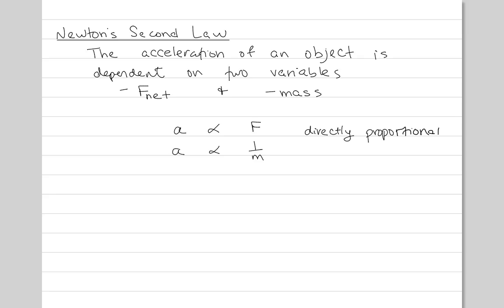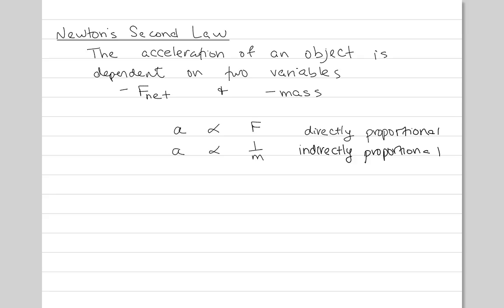Now the second one says that acceleration is inversely proportional to the mass. So now if I were to, let's just think about the mass. If I was to double the mass, I would actually halve the acceleration. And that makes sense with Newton's first law with inertia. You remember that? Inertia is this tendency to resist change. So if you become more massive, your ability to accelerate would be the opposite, right? If I get heavier, my ability to accelerate would get lower. So this is an inverse relationship.